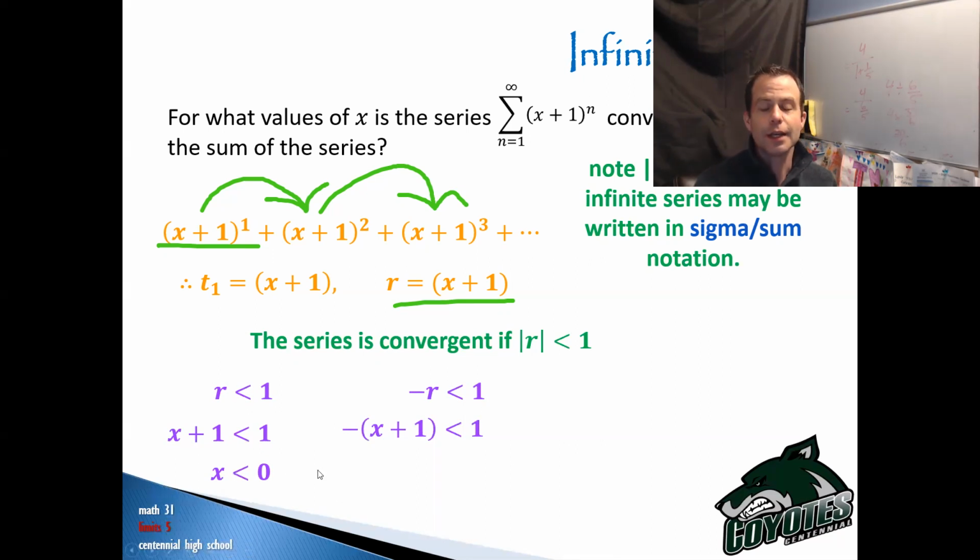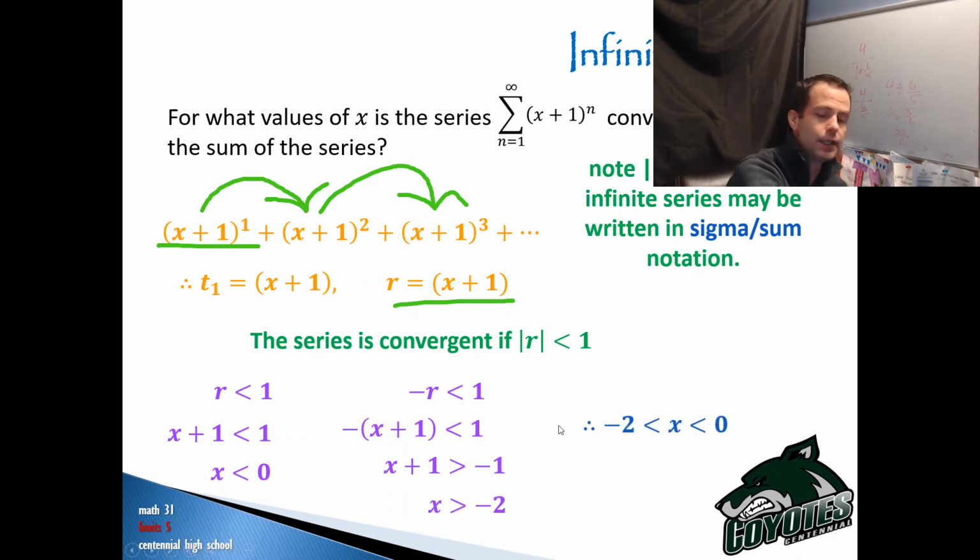A reminder, however you do this, at any point when you divide or multiply by a negative number, you have to flip the inequality. So that becomes x + 1 is greater than negative 1, and that means x has to be greater than negative 2. So in order for this series to be convergent, I have to have an x value somewhere between negative 2 and 0. I shouldn't have said r value there. My x value has to be between negative 2 and 0.